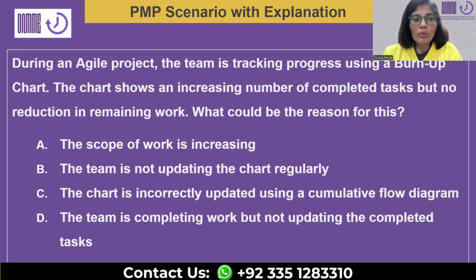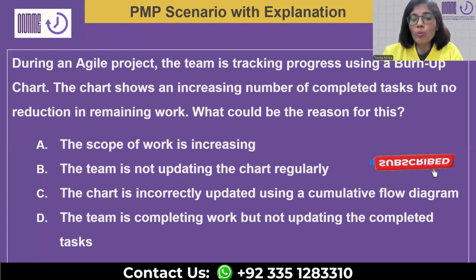So the question says that during an Agile project, the team is tracking progress using a burn-up chart. The chart shows an increasing number of completed tasks, but there is no reduction in the remaining work. What could be the possible reason for this?